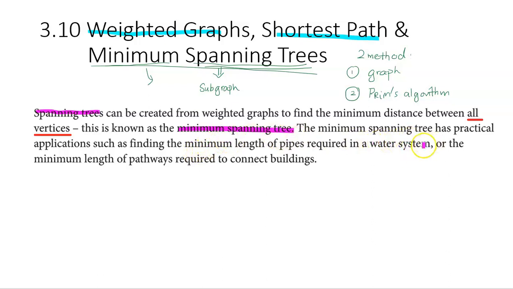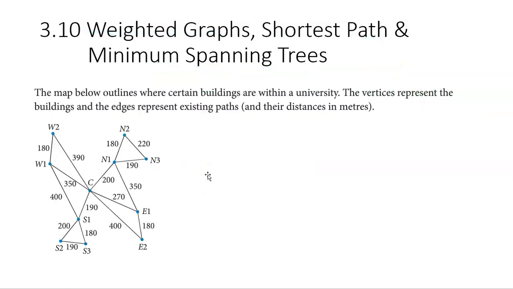This minimum spanning tree has a practical application, such as finding the minimum length of pipes required in a water system, or the minimum length of pathway required to connect buildings. Let's see this example here. The map below outlines where certain buildings are within a university. The vertices represent the buildings and the edges represent existing paths and their distance in meters. This is the original diagram. From this original diagram, I can produce a lot of different spanning trees.